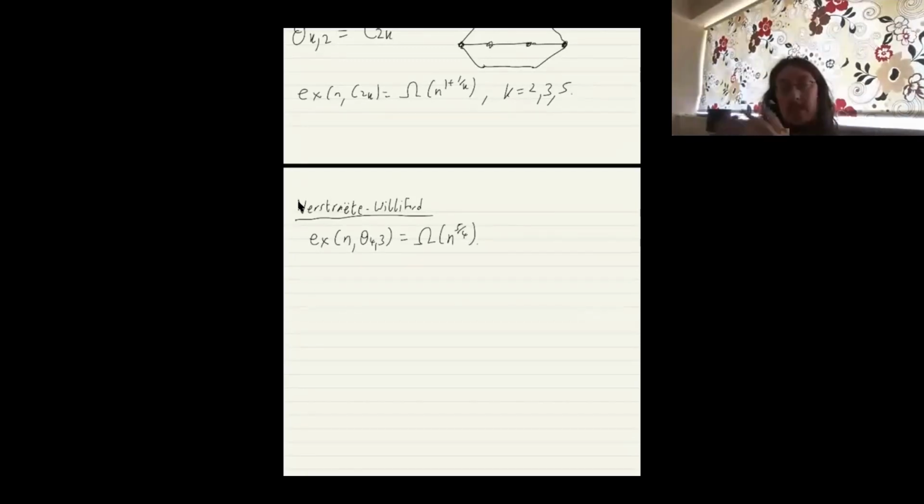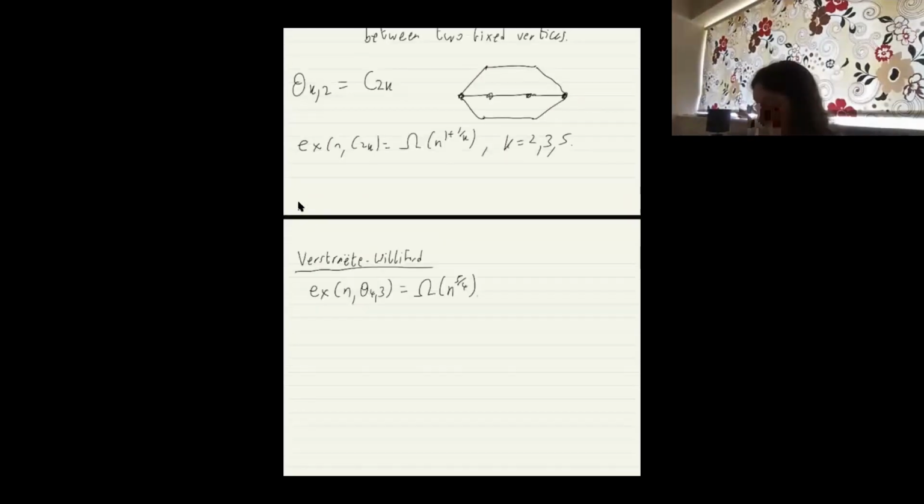Why is this interesting? Because theta_{4,2} is just C8, and we don't have a matching lower bound for C8. So what Jacques and Jason show is that if you take instead 3 paths of length 4 between two vertices, then you do get the right lower bound. And they have a very specific construction that gives this. Using the random algebraic method, you can prove something more general.